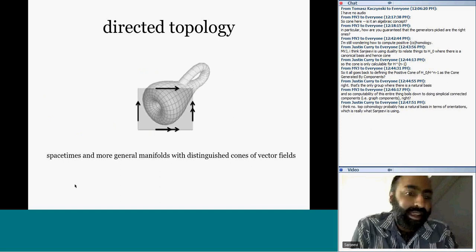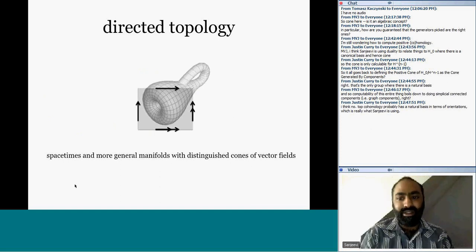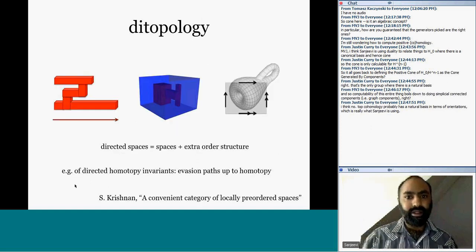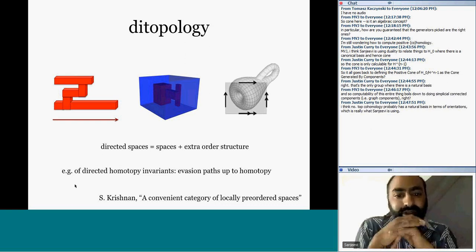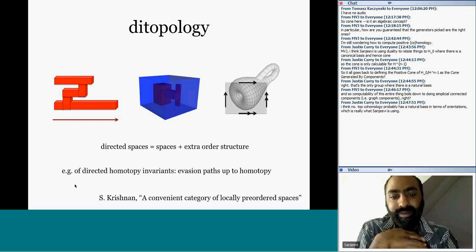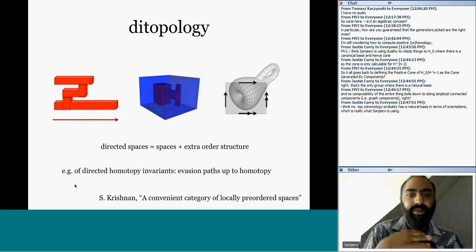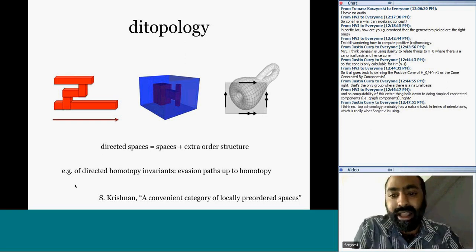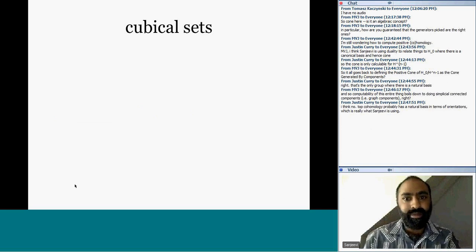Okay. So an example comes from geometry. I can look at manifolds with distinct cones of vector fields telling me what's the direction of the future. Okay. I have some sort of topological space plus some extra structure. And given these kinds of spaces, I can talk about a homotopy theory appropriate for these spaces, and it's called directed homotopy theory. And one example of directed homotopy invariance is exactly my evasion path up to homotopy, and our discussion before is really a special case of directed homotopy theory.